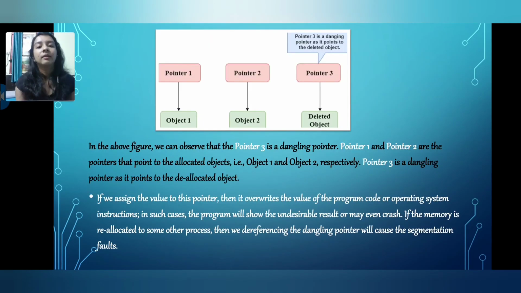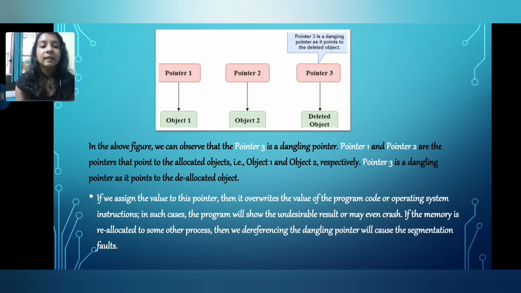This picture will illustrate a dangling pointer. The first two cases are valid. They are usual pointers. But if we see, pointer 3 is actually a dangling pointer. Pointer 1 and 2 are the pointers that point to allocated objects, object 1 and object 2. But pointer 3 is a dangling pointer as it points to the deallocated object.